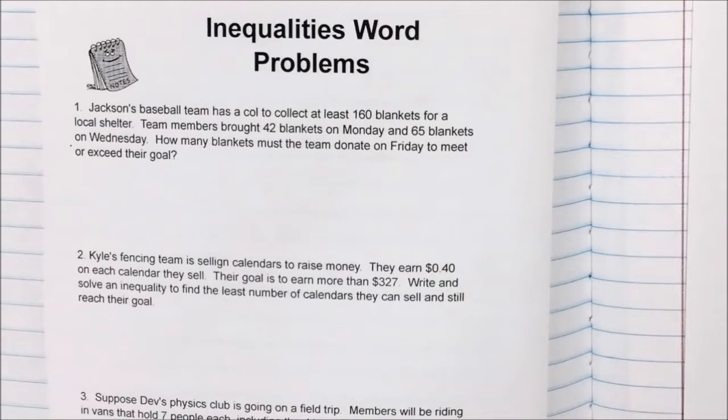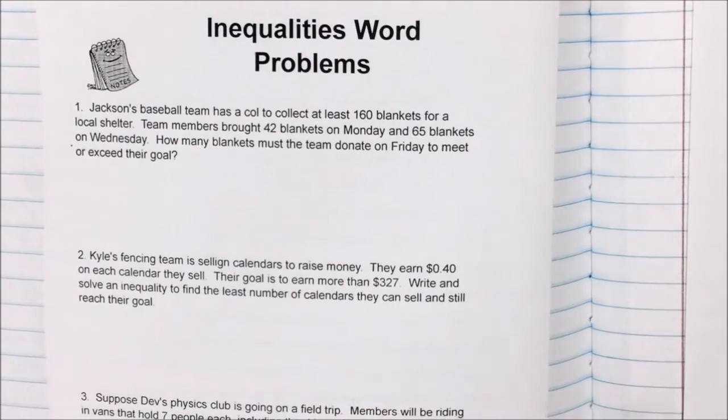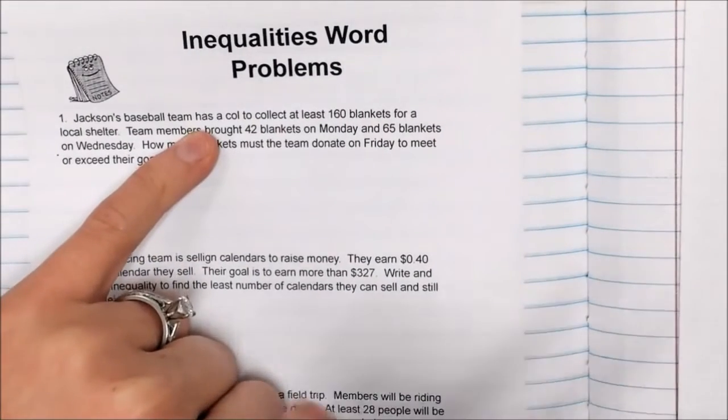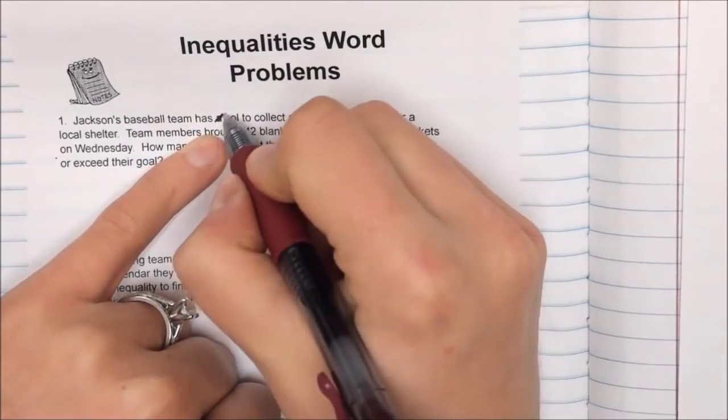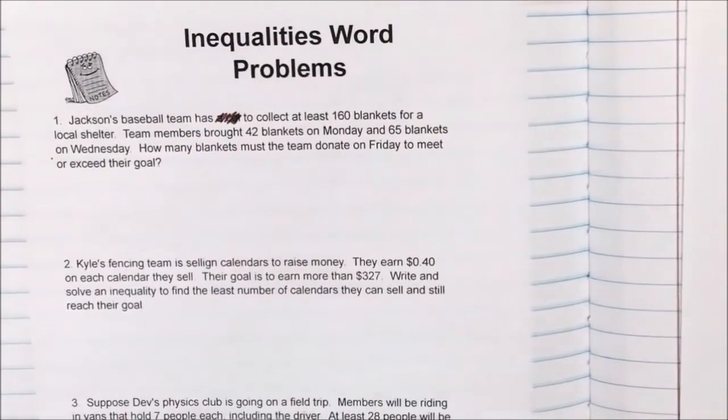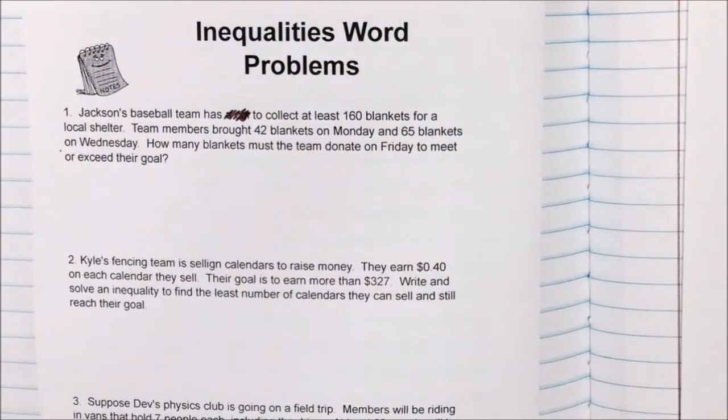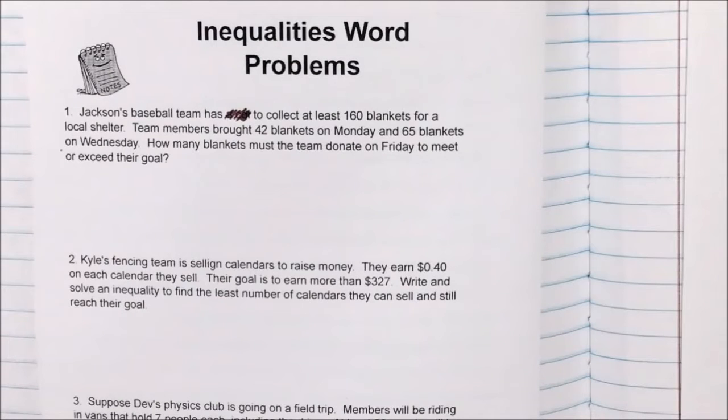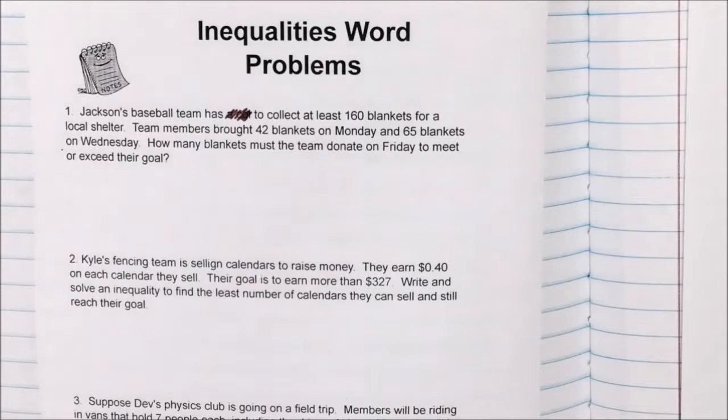In this video, we're going to discuss some inequalities word problems. So question number 1. Jackson's baseball team has to collect at least 160 blankets for a local shelter. Team members brought 42 blankets on Monday and 65 blankets on Wednesday. How many blankets must the team donate on Friday to meet or exceed their goal?